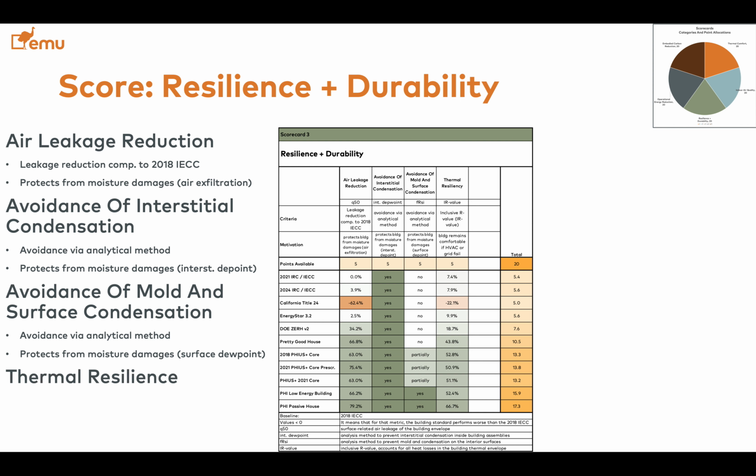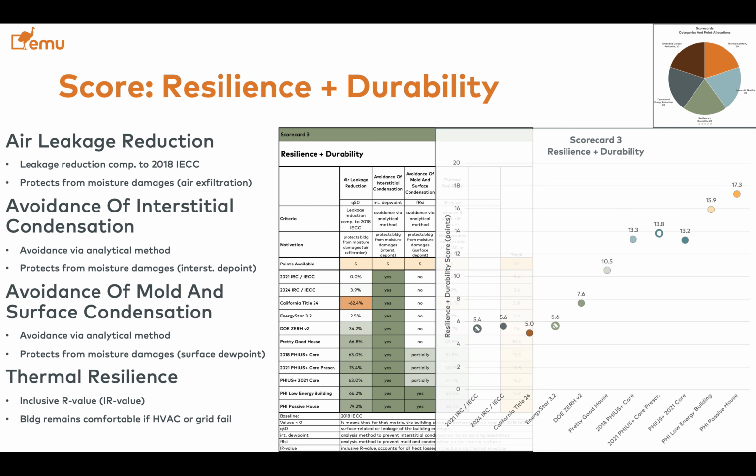Then the thermal resiliency, what we were just looking at by means of the inclusive R value, means the building can remain comfortable if the heating and cooling system or the grid fail. And this is what the score looks like when we compare these parameters for resilience and durability.